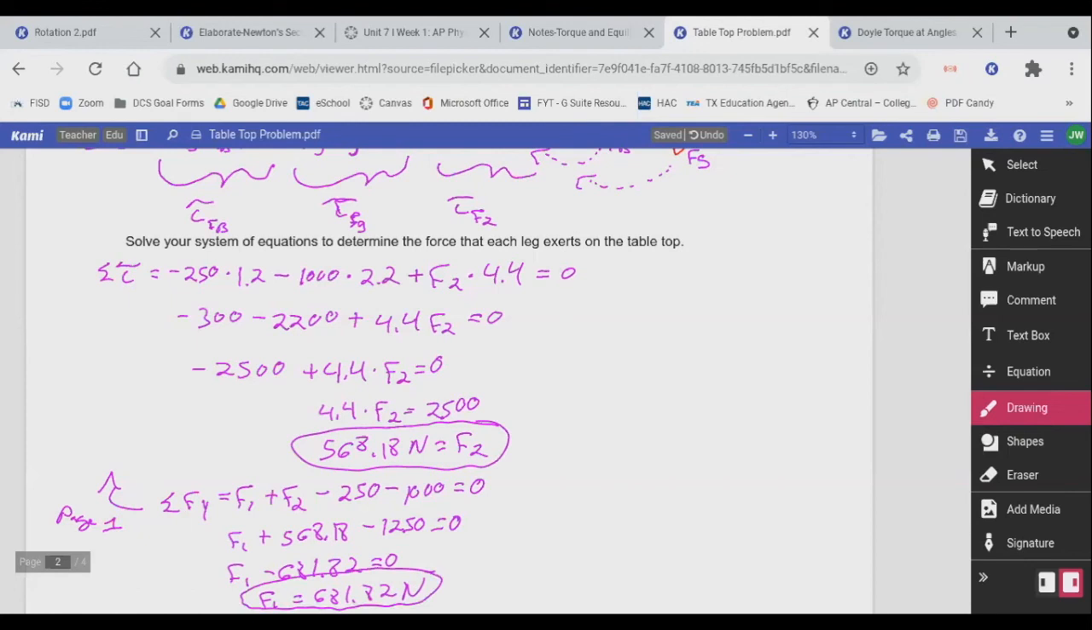And it makes sense that F1 is bigger than F2 because the stack of books is closer to it. So it is supporting the books more on the left than it is on the right. So our answer at least makes sense. And that's something to always consider when you're doing the work: the solutions you're coming up with, do they pass the sniff test? Does it make sense what we're doing? And here it does. It absolutely does.